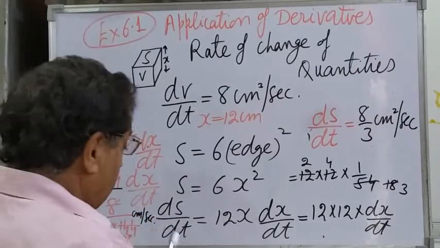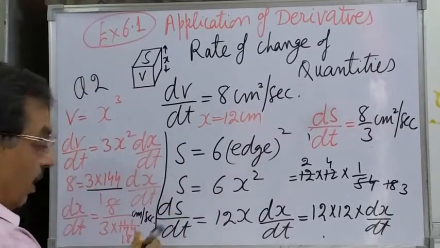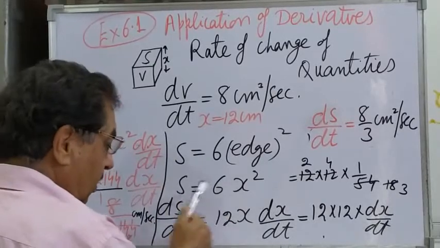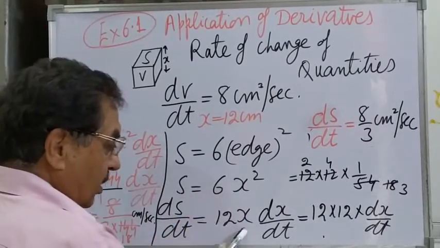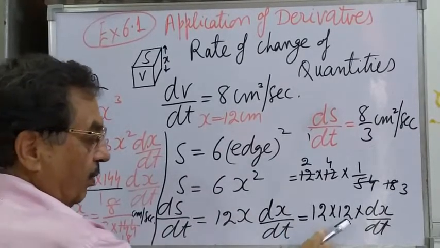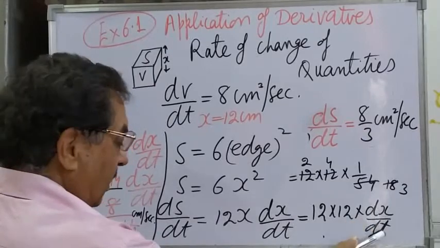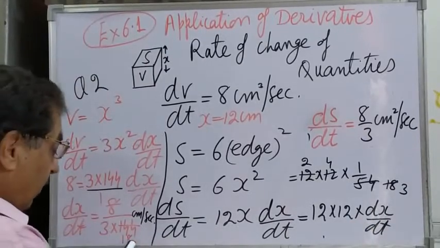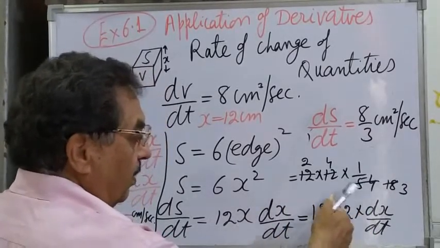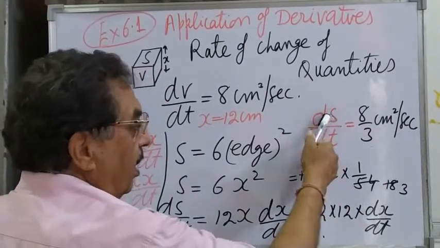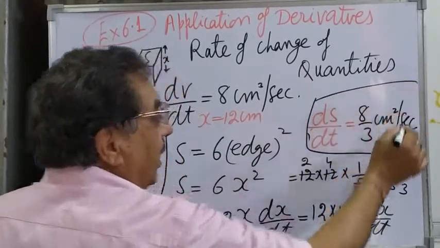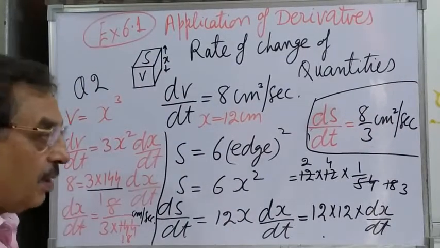Now after this, I differentiate S, the surface area, which is 6x square. dS by dt is 12x into dx by dt by chain rule. X is given as 12, so 12 into 12 into dx by dt, and we are getting 1 by 54 from here. On simplification this gets cancelled, so we get dS by dt is equal to 8 by 3 centimeter square per second.